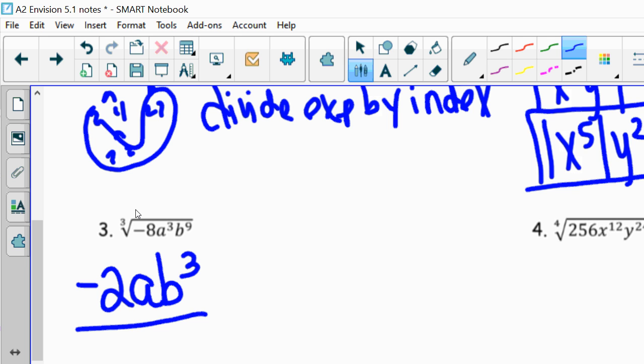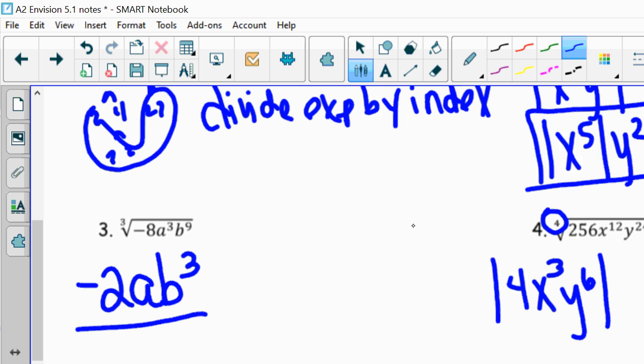Number 4, the fourth root. Since I've got an even root here, I'm going to need absolute value. So I'm going to go ahead and put everything in absolute value to begin with. So the fourth root of 256, what one number can I multiply by itself 4 times to get 256? That's 4. X to the 12th, 12 divided by 4 is 3, so I get x cubed. Y to the 24th, 24 divided by 4, I get 6. Y to the 6th.